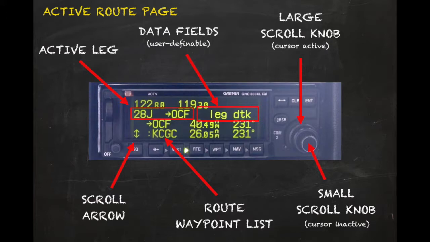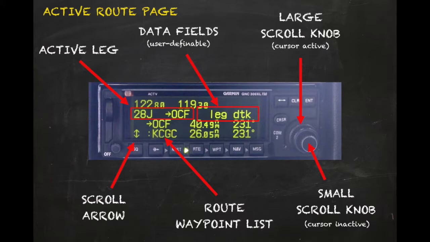Next to each waypoint are 2 data fields that give you the information related to that leg. A leg is a line between a waypoint and the waypoint immediately preceding it. For instance, a leg beginning with OCF is the current leg being flown from 28 Juliet to OCF. The data fields show a leg distance of 40.49 nautical miles and a desired track of 231 degrees.